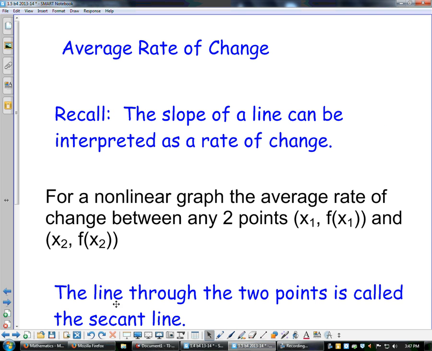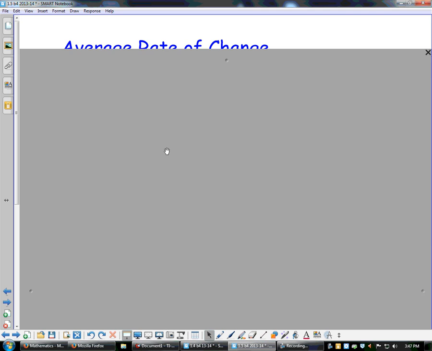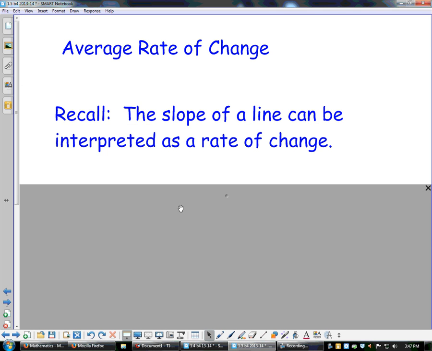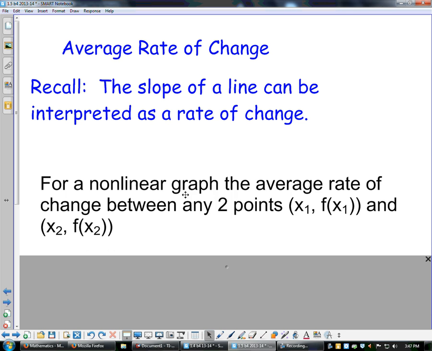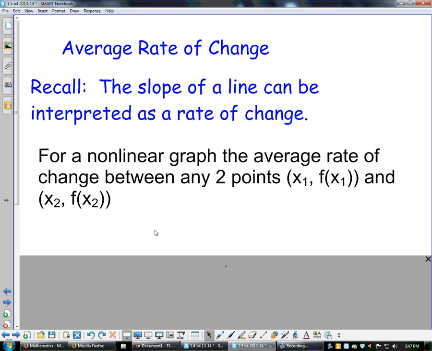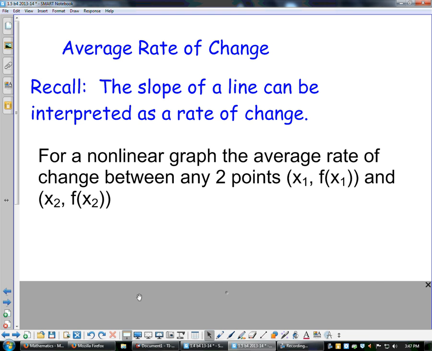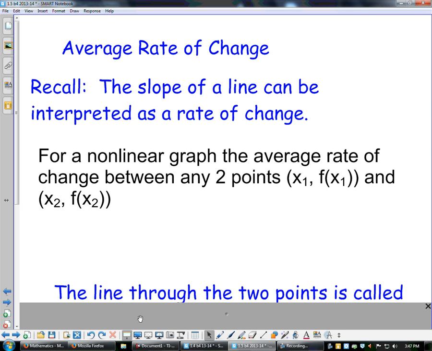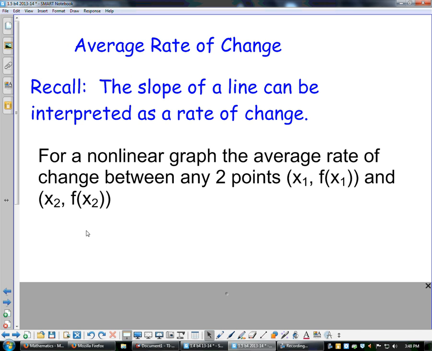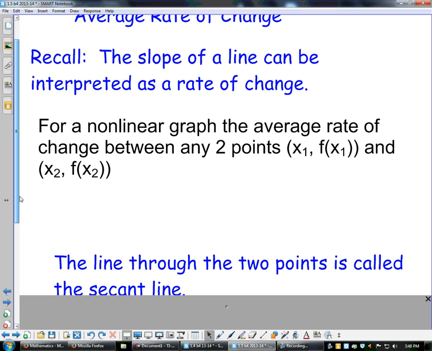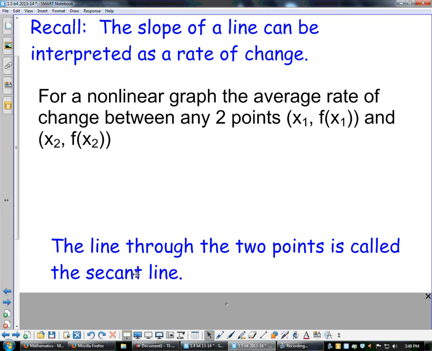Okay, at this point, I want to switch gears and talk about the average rate of change. A little recall here, you know that the slope of a line can be interpreted as a rate of change, like dollars per hour or feet per mile, something like that. For a nonlinear graph, the average rate of change between any 2 points x1, comma, f of x1 and x2, comma, f of x2 would be considered the average rate of change. All right, so the line through the 2 points is called a secant line.